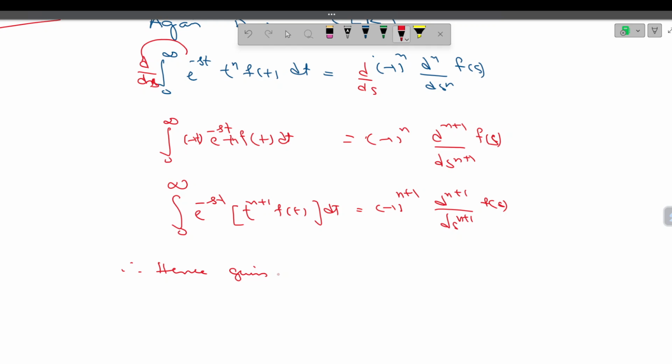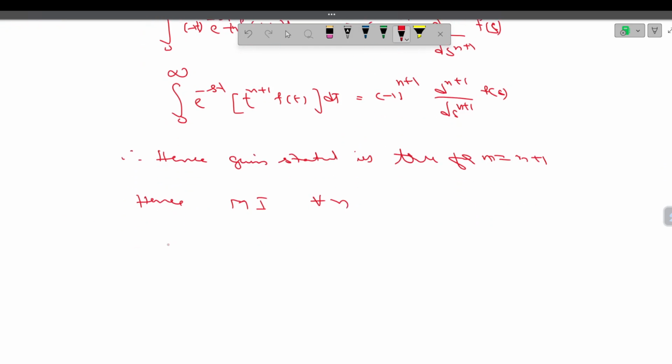Hence, the given statement is true for n equal to m plus 1. Hence, by mathematical induction, it is true for all n. That means the Laplace transformation of t to the power of n f of t equals minus 1 to the power of n, d to the power of n by ds to the power of n of f of s. This is our proof. Very easy proof. It required some patience from your side.